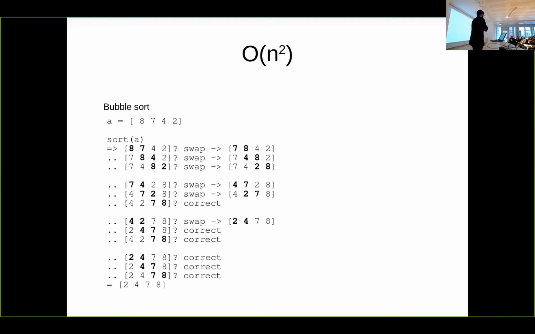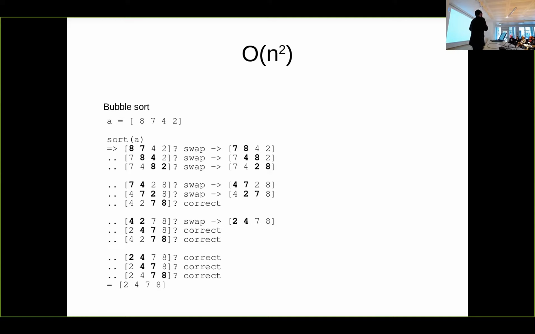So we start with just the first value. 8, is that smaller than 7? No, we swap them. Go to the next one. 8, is it smaller than 4? No, we swap again. And again. Now we've done the whole thing, but we're still not in order.